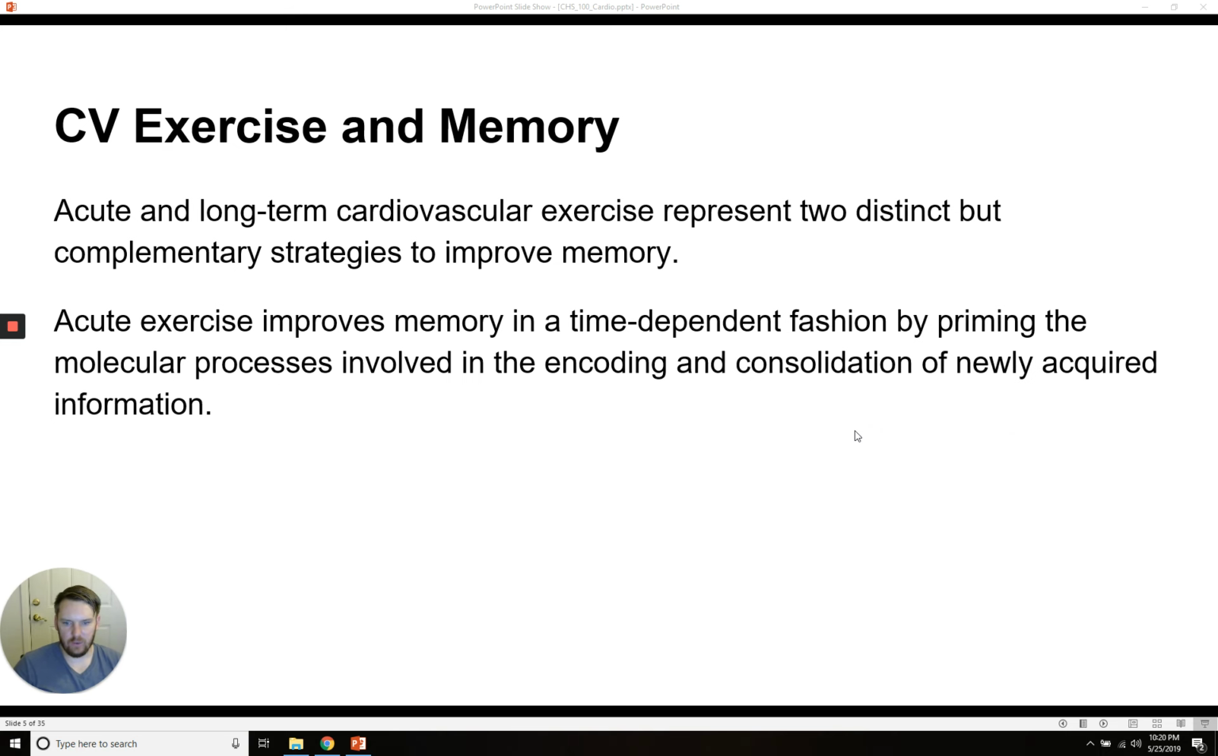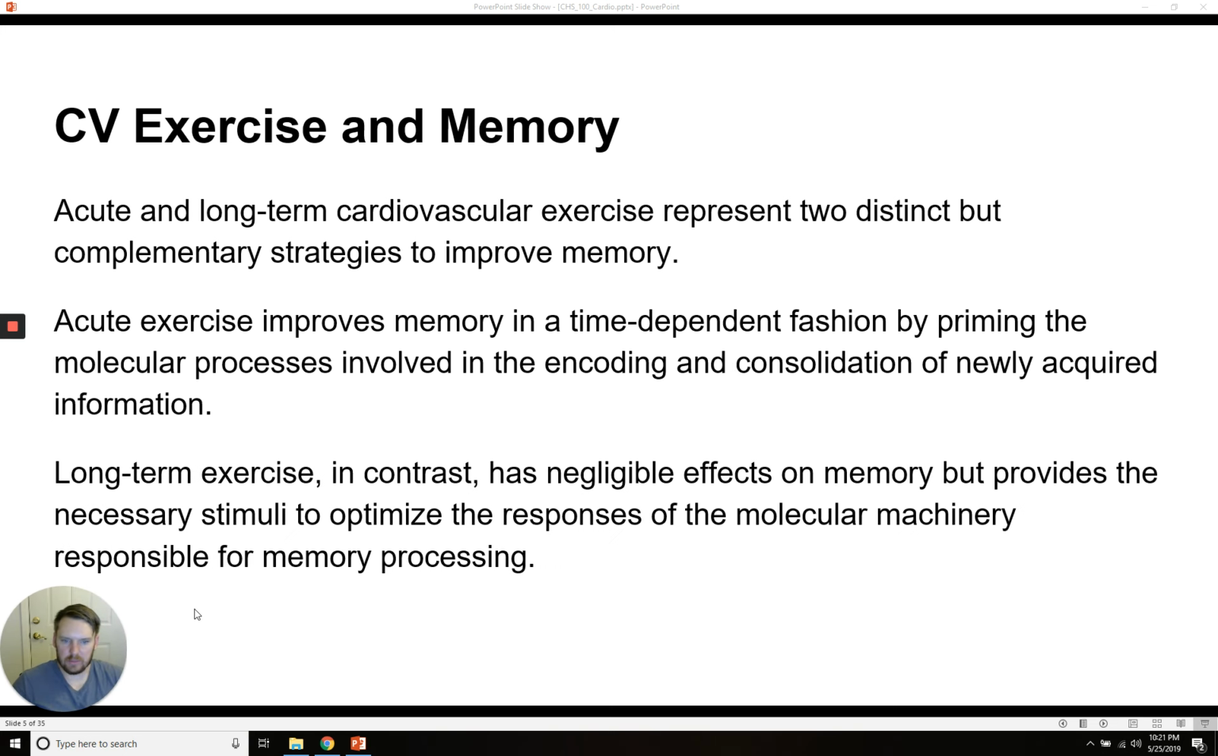Now, acute exercise, so just a single bout of exercise, can improve memory in a time-dependent fashion by priming the molecular processes involved in the encoding and the consolidation of newly acquired information. So essentially, this acute exercise will basically improve your ability to encode and consolidate new information in the brain.